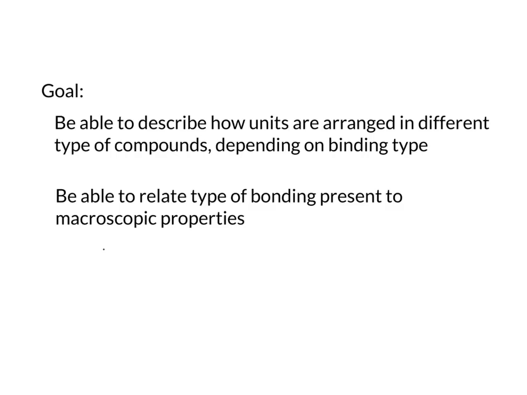Hi guys, this is Becky, and in this video we're going to look at the different types of bonding models that we can use to explain properties in compounds. So the goal of this video is to be able to describe how different units are arranged in different types of compounds depending on bonding type, and then to be able to relate the type of bonding that is present to macroscopic properties. So the properties that we can see, how does that relate to the arrangement of molecules on an atomic or molecular level?